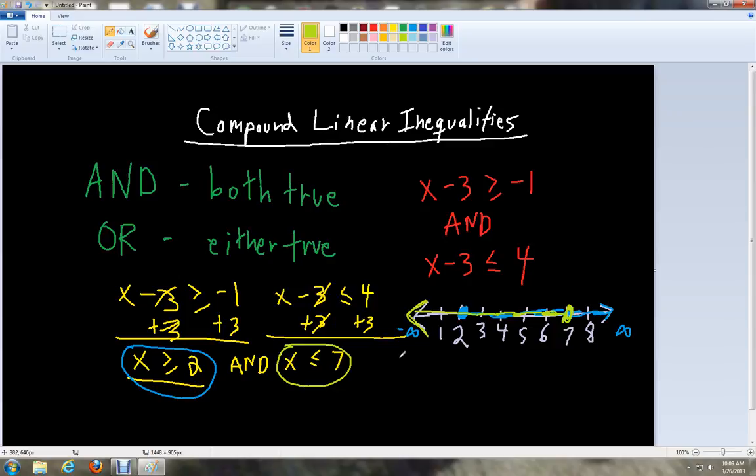So now we just look at where these two colors meet. Where did the blue and green meet? They actually meet between the 2 and the 7, in this area. So all these numbers here. This would be our solution on the graph.